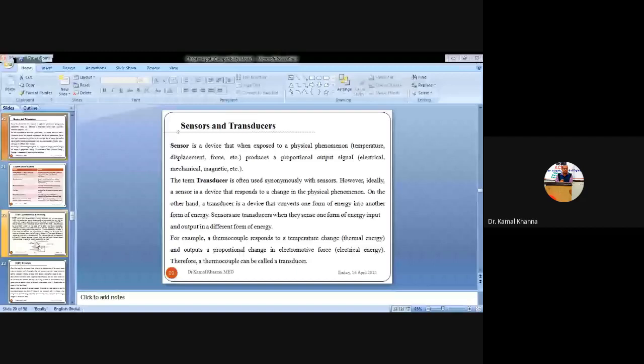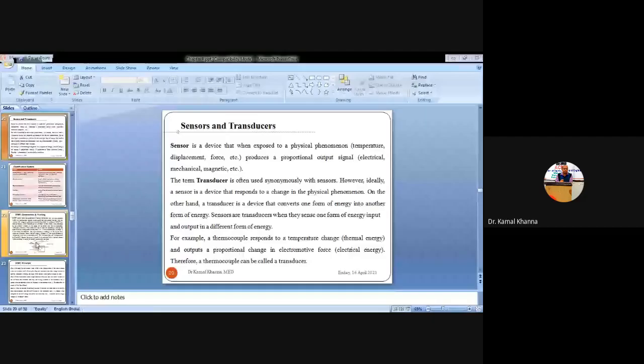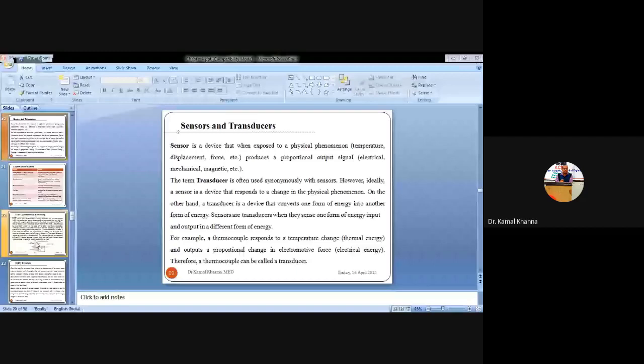For example, a thermocouple responds to a temperature change. Whenever there is a change in temperature, we have a change in thermal energy, that is, heat energy, but the output provided by the thermocouple is in the form of electrical energy. So we can call a thermocouple a transducer because it receives thermal energy from the change in temperature, but provides electrical energy as an output to the user. So a thermocouple can also be called a transducer.